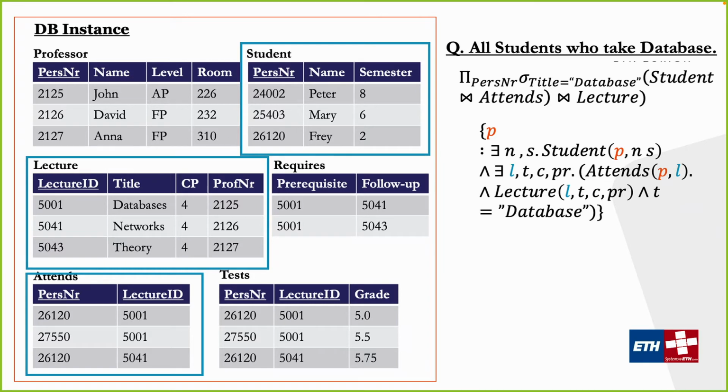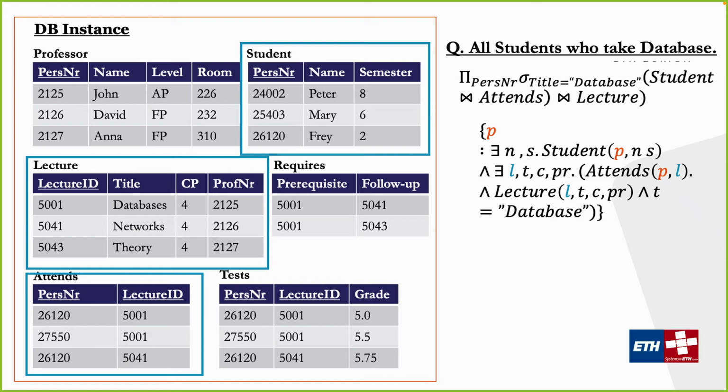So in this case, we talk about two theoretical ways to write down that query. You can write down this query as a relational algebra expression. You have student natural join attendance, natural join lecture. You select the title of the lecture as database, and you project on the student personnel number.